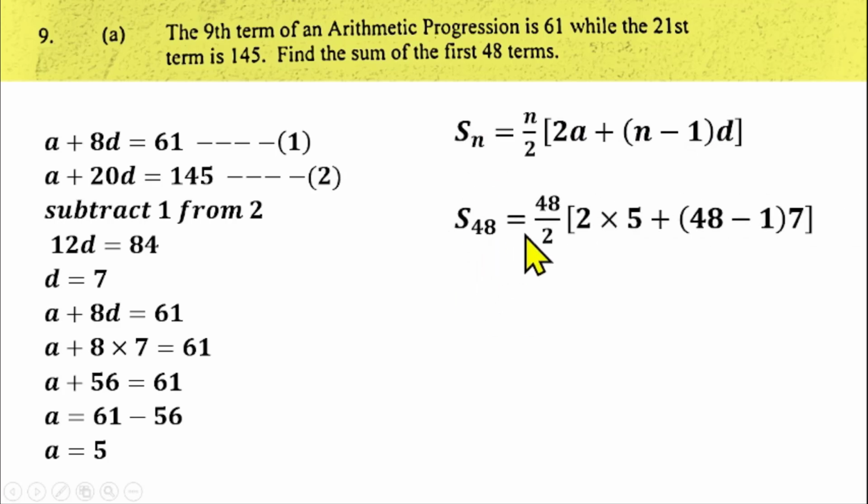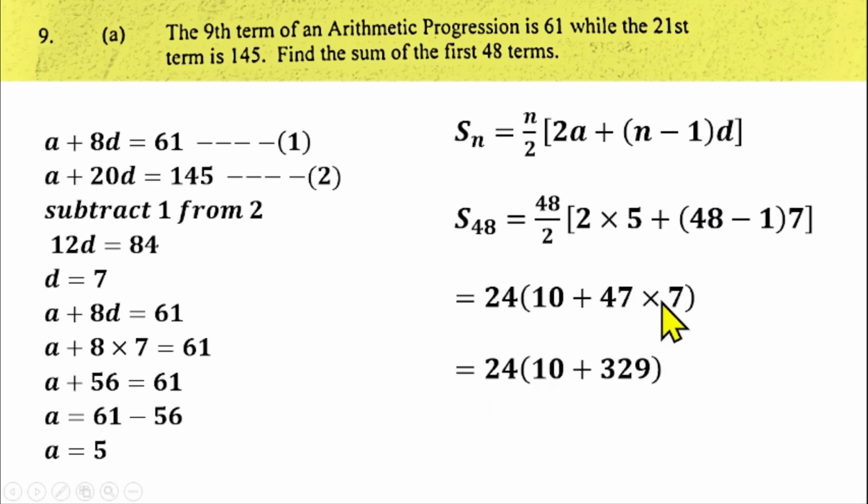So we have the sum of 48 terms equals 48 over 2 into 2 times our first term, 5, plus 48 minus 1 multiplied by the common difference, which is 7. You simplify: 2 can go into 48, that gives us 24. 2 times 5 is 10. 48 minus 1 is 47, then times 7. So we have 24 into 10 plus 47 times 7, which gives us 329. Then add this together, we have 24 multiplied by 339. If you multiply that out, that gives us 8136 as the sum of the first 48 terms.